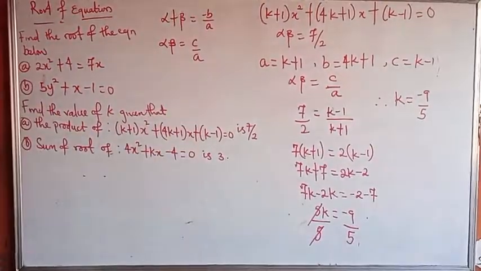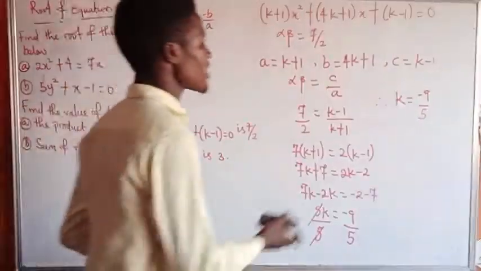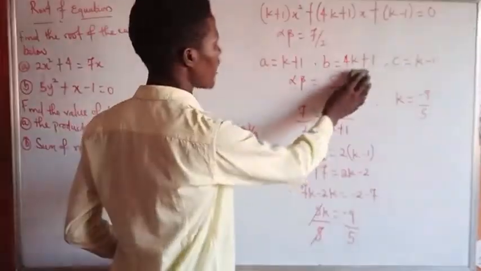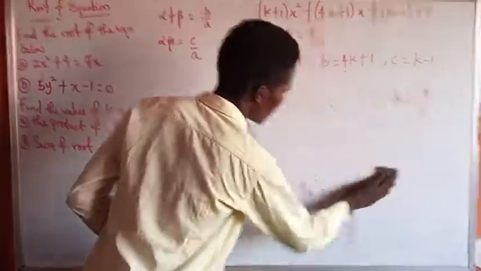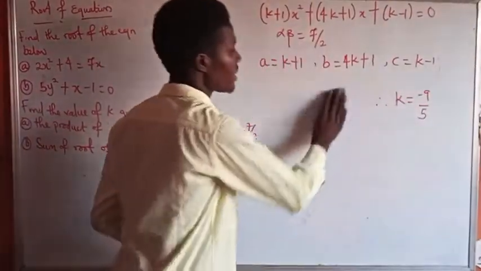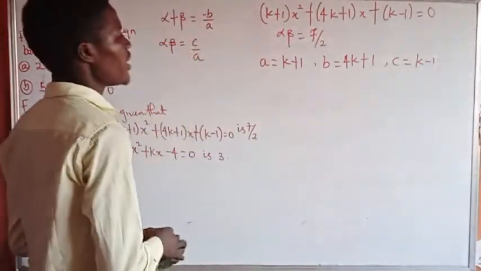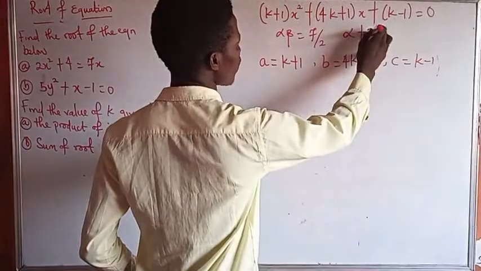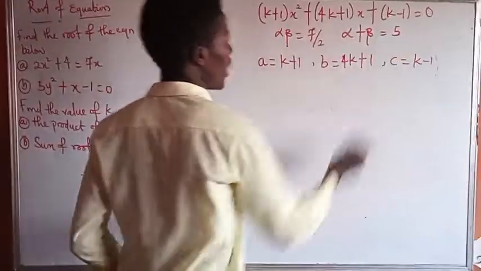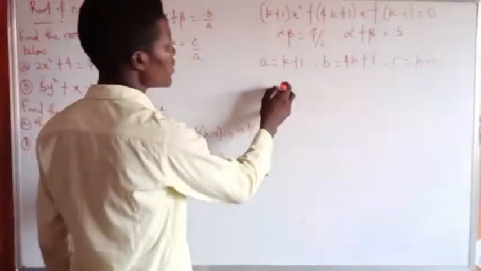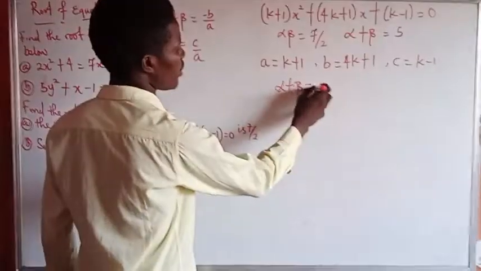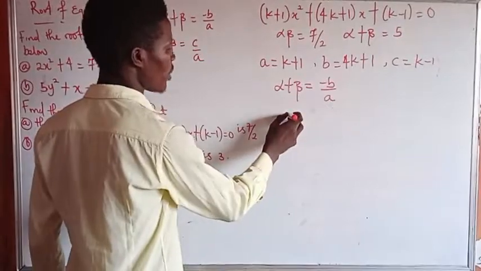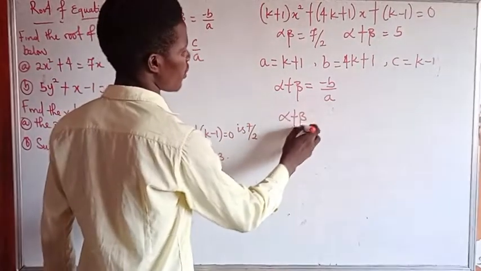Alright, so for instance, if I'm told to find the value of k, let's do it the other way around. Let's say they said find the value of k if the sum of roots is equal to 5. How are we going to do that? The same thing, sum of roots equals minus b over a.